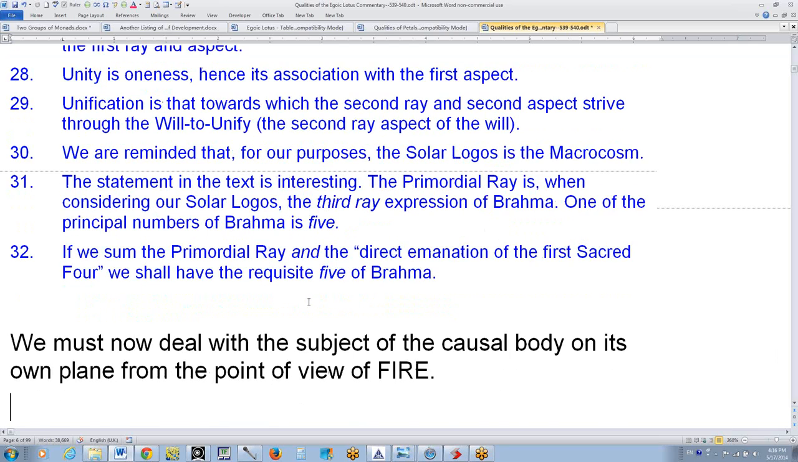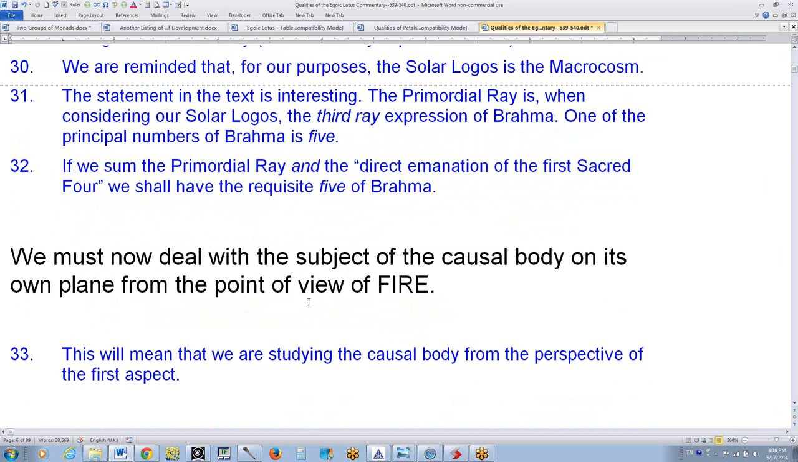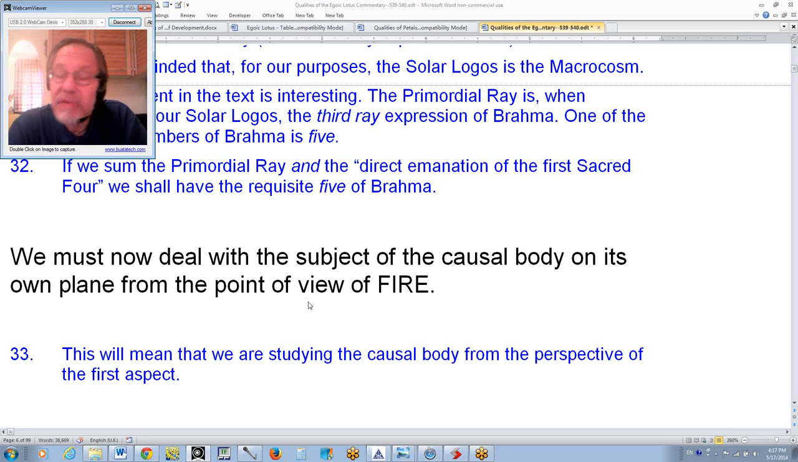So we go on to say that we must now, the Tibetan is writing in black here, and the commentary is done in blue and other colors. We must now deal with the subject of the causal body on its own plane, and from the point of view of fire. Fire relates very much in general to the first aspect, though there are 3 fires of the 3 aspects. Fire by friction, the third. Solar fire, the second, and electric fire, the first. This is sort of the ABCs, and we know that. This is, after all, a treatise on cosmic fire.